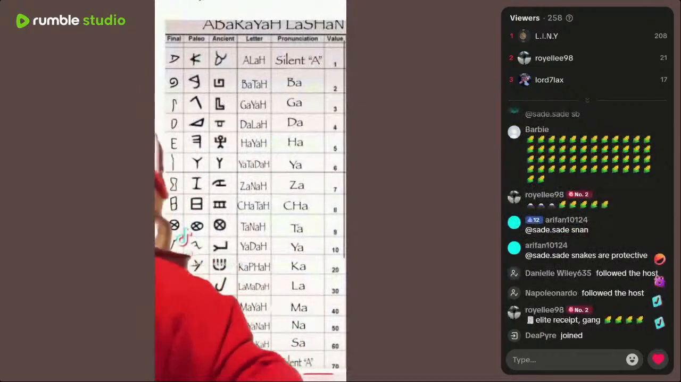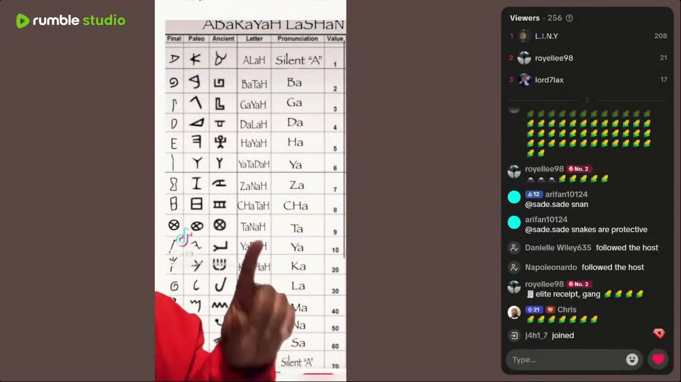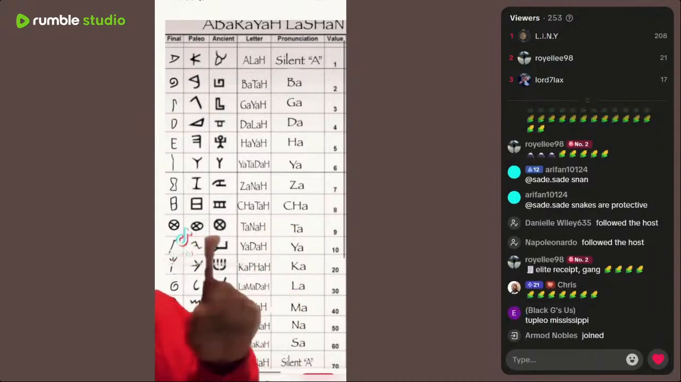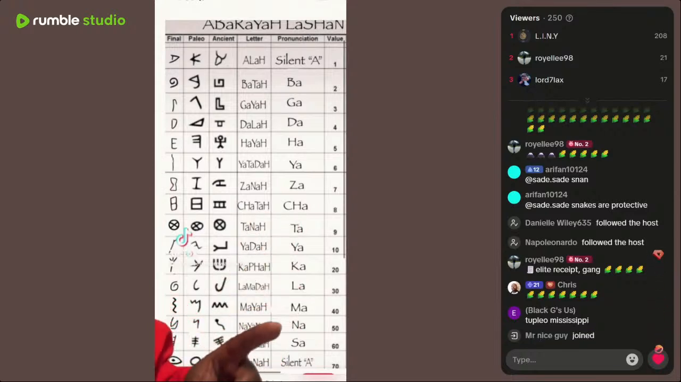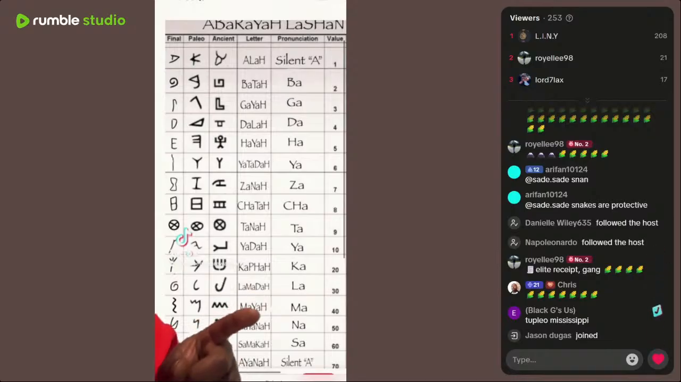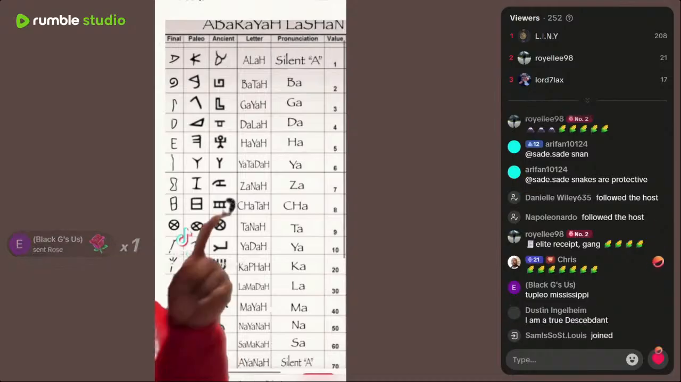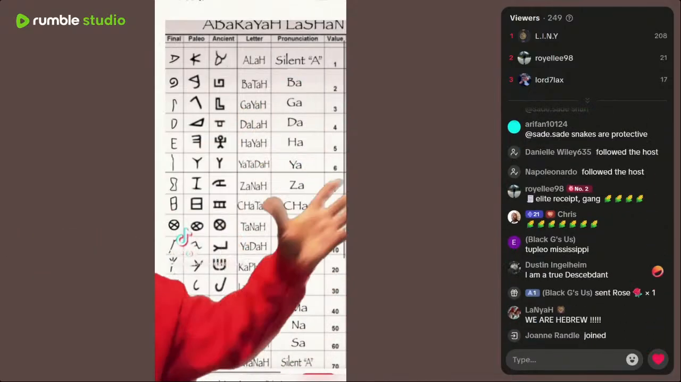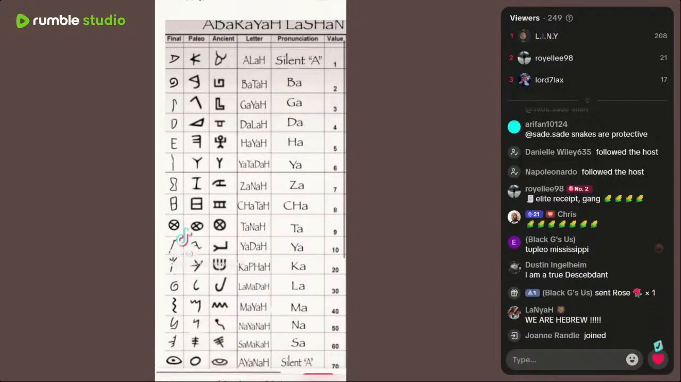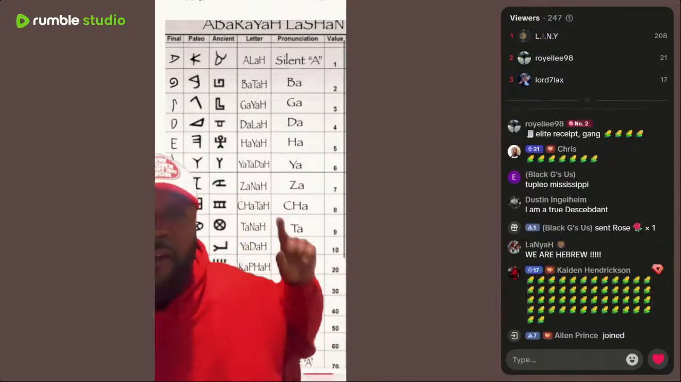Roll the corn. Shata. Shah. Shata. Maya. That's an American word. Stop playing. Shata and Maya are American, and it's Paleo Hebrew. Ain't no Choctaws. It's Shata.